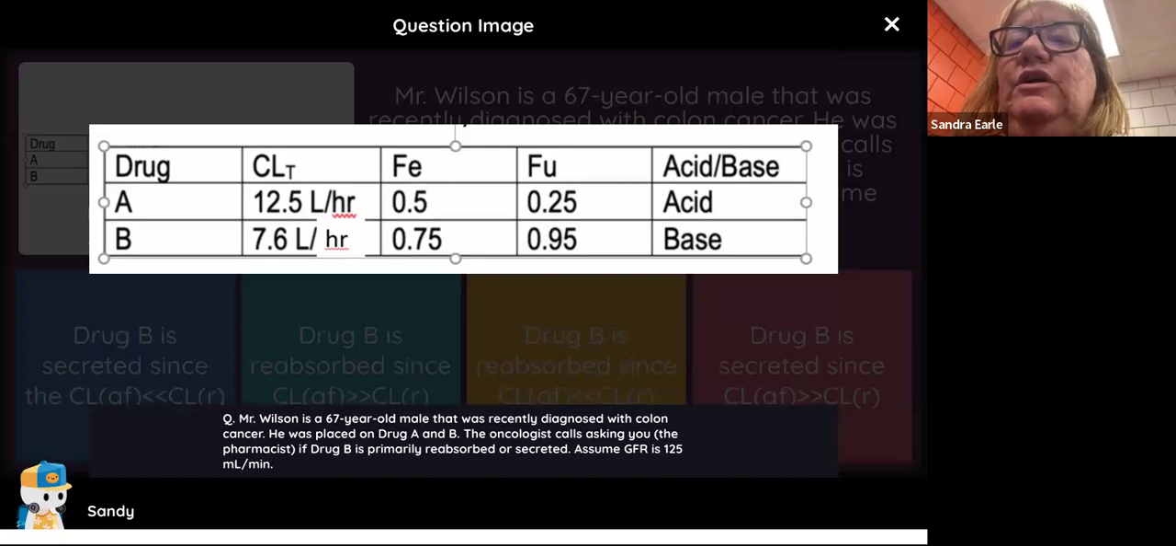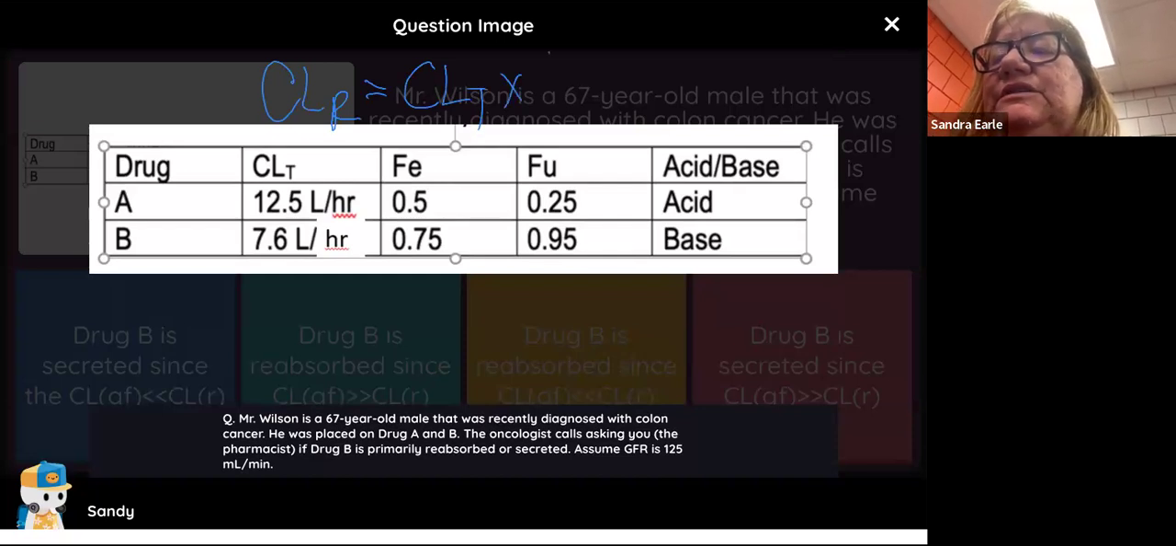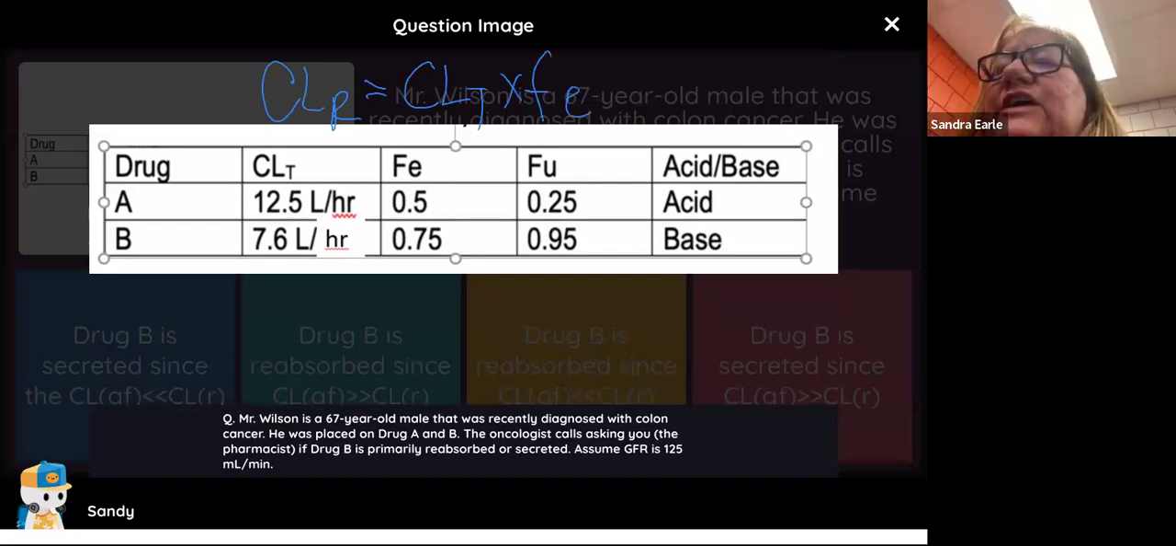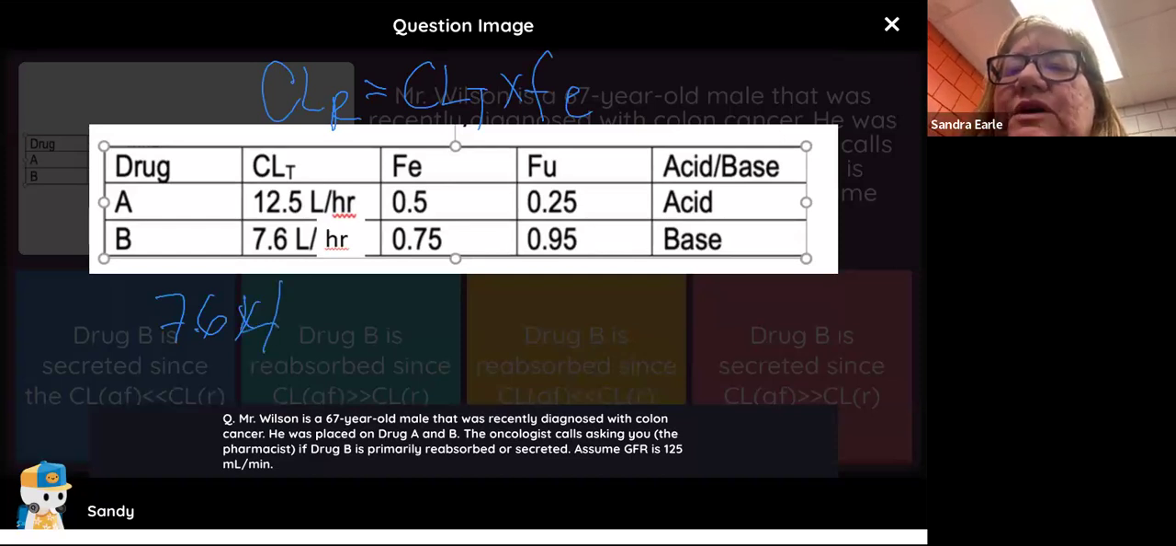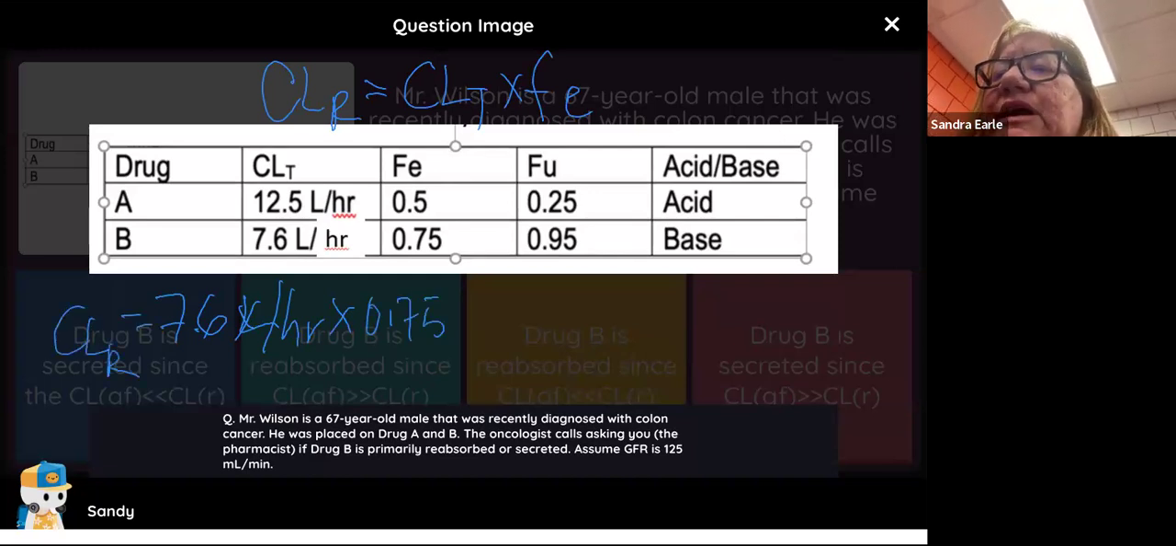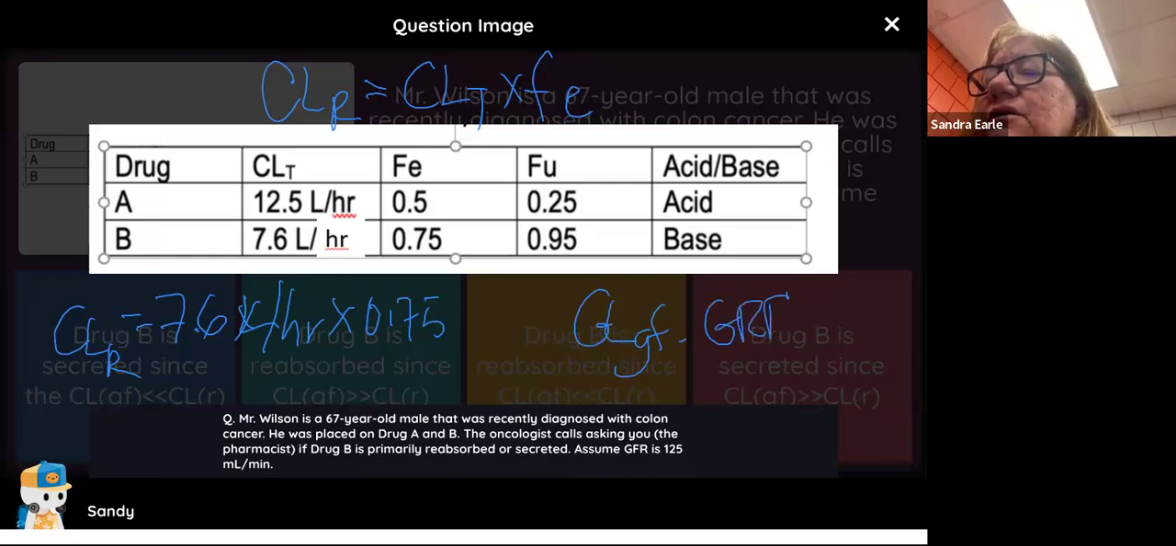So in order to figure out renal clearance, we're going to multiply total body clearance times the fraction excreted unchanged in the urine, which in this case is 7.6 liters per hour times 0.75, which is going to give us our renal clearance. And we're going to compare that to our glomerular filtration clearance, which is GFR times the fraction unbound.